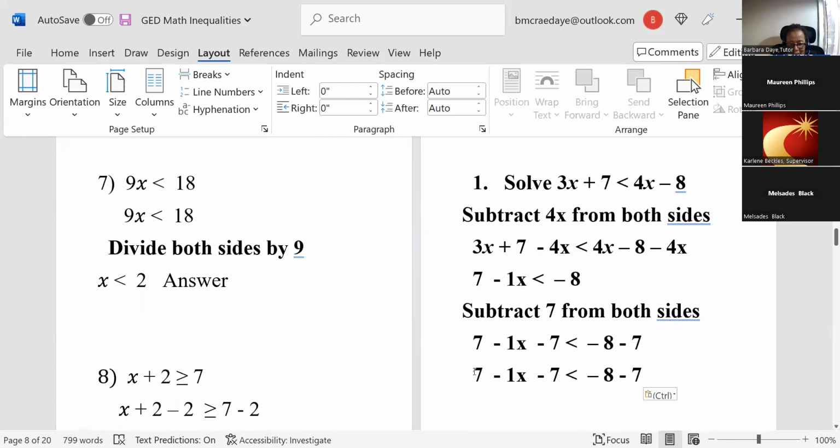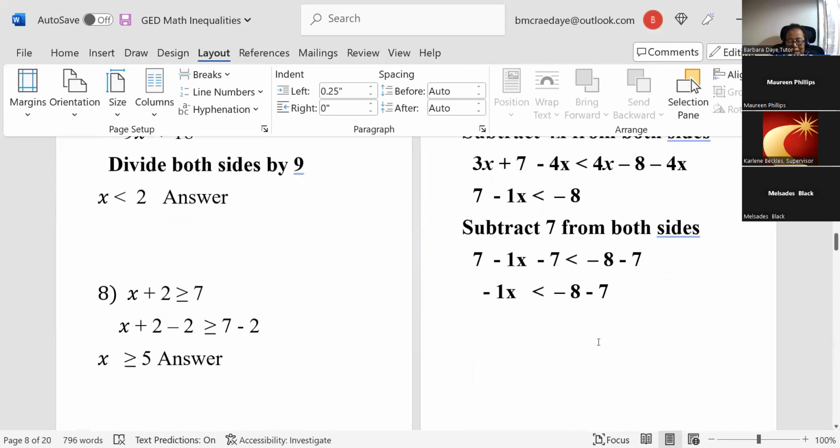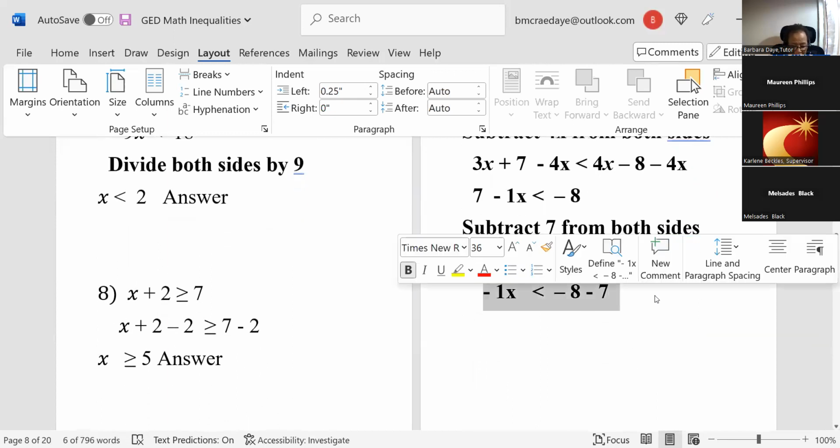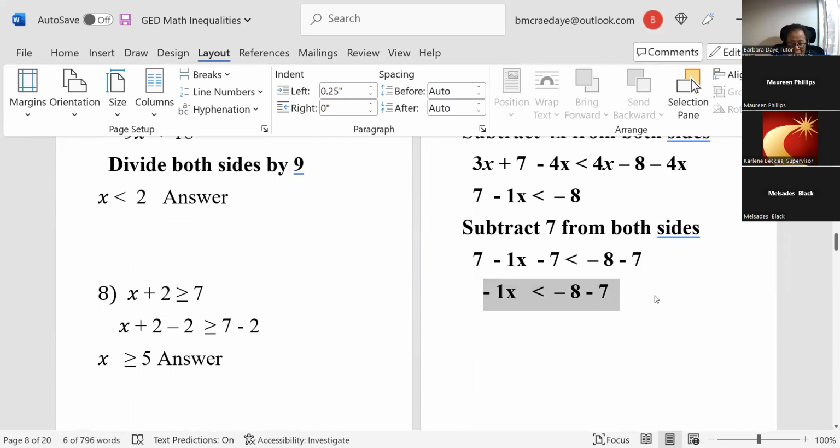The plus 7 minus 7 becomes 0. So that comes out, and I have just minus 1x. Now, what's a minus 8 and a minus 7, Maureen? A minus 8 and a minus 7 is a minus 15. Remember, you add and you carry the minus, right? So that would be a minus 15.